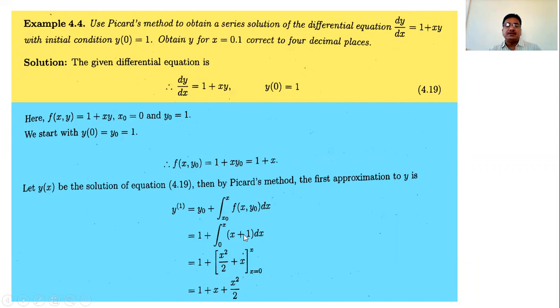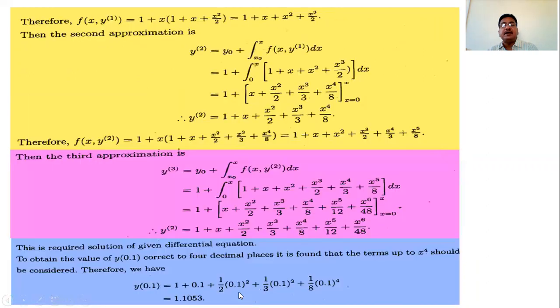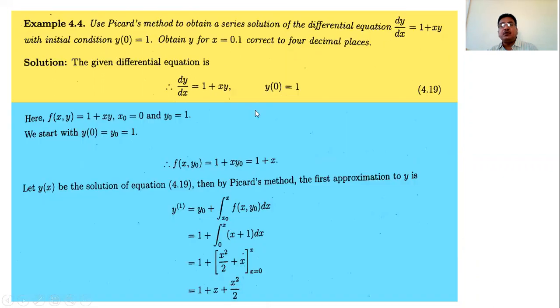Substitute 1 plus x for f(x,y0) in the formula for y1, then integrate: the value at the upper limit minus the value at the lower limit. We have the answer 1 plus x square by 2. Then we have to write the value of f(x,y1), because the formula for f(x,y) is 1 plus x into y.